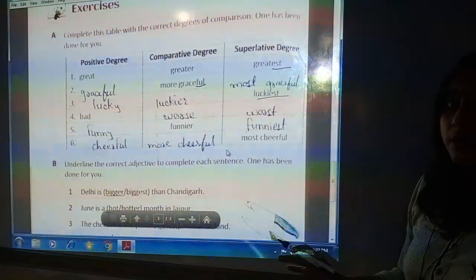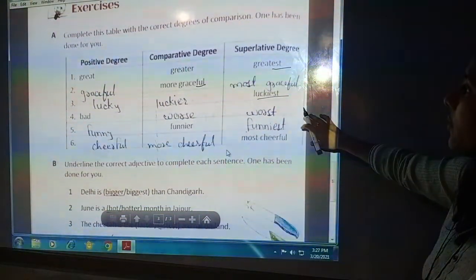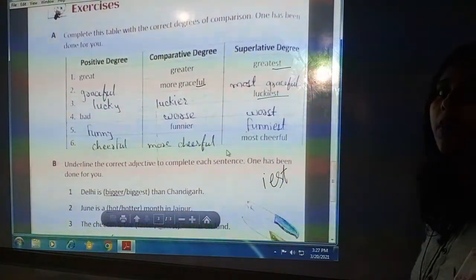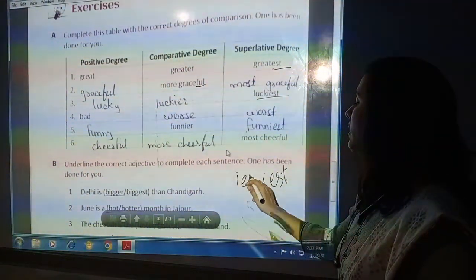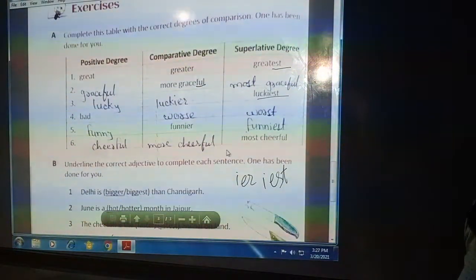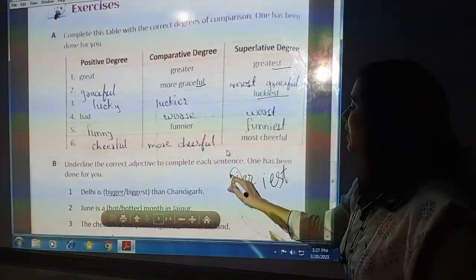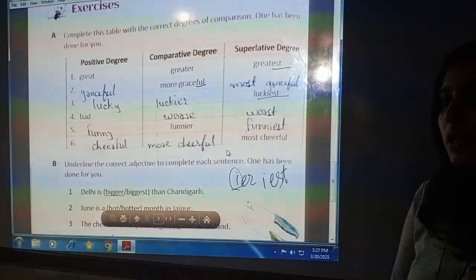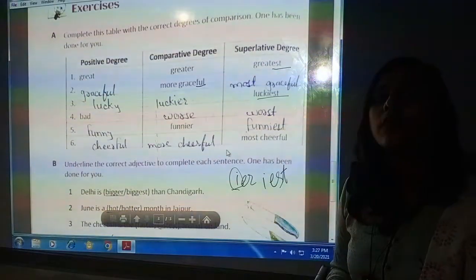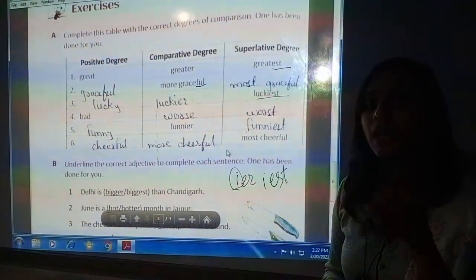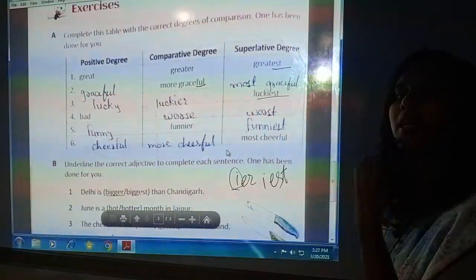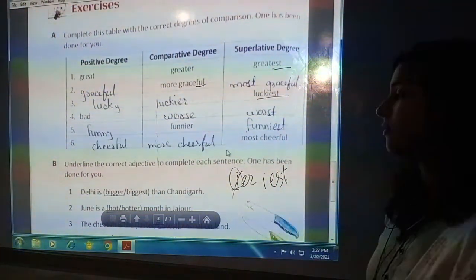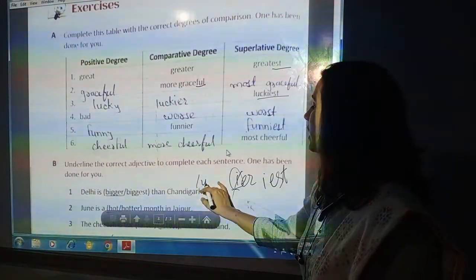IEST is given. So if in superlative degree IEST is given, in comparative degree it will become IER, luckier, and in positive degree I will be again changed with Y, because to convert it into comparative degree and superlative degree we remove Y. Instead of Y we place I. So when we have to put it in original form, we will remove I again and put Y. So it will become lucky.